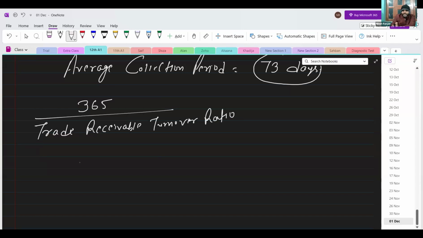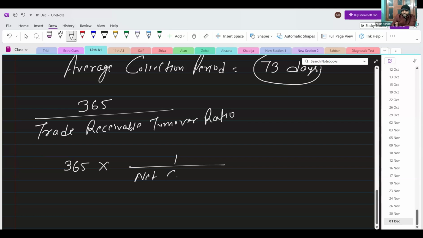So leave the 365 here, and if I write it like this, trade receivable turnover ratio equals net credit sales divided by average trade receivable. Is that correct?